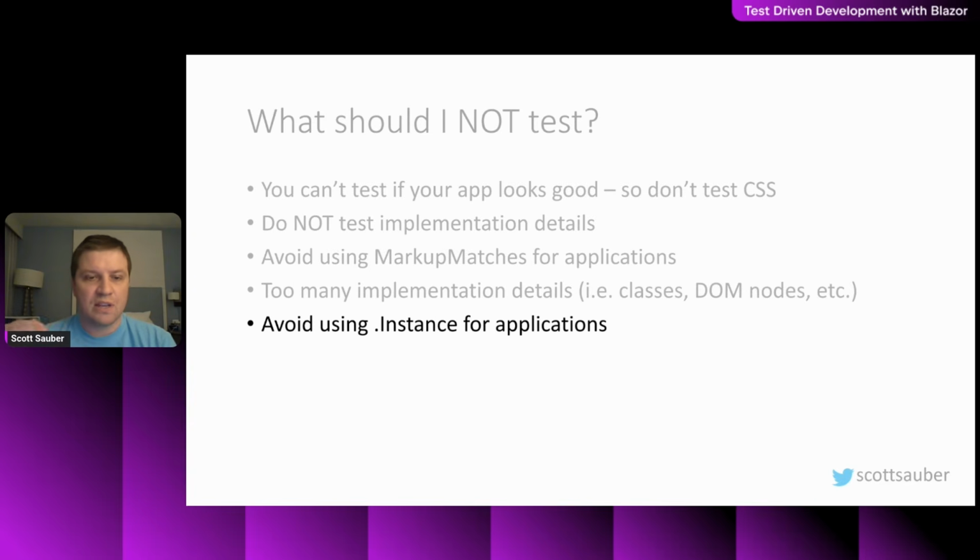I also don't like using .instance because in bUnit you can grab the underlying Blazor class. And when I see people use this, usually it leads to them leaking implementation details. So don't use .instance for applications either. For component libraries, maybe your component toggles something and it flips a property from false to true or true to false.